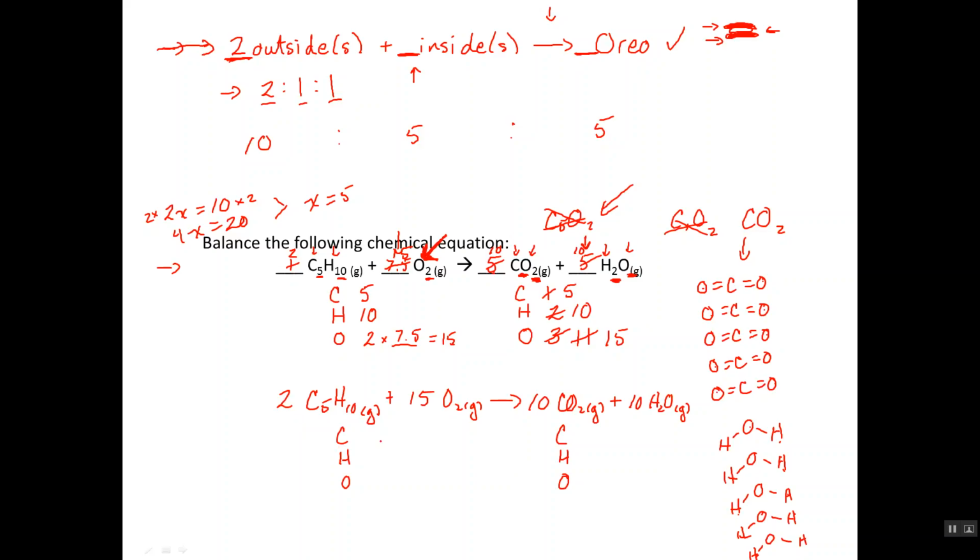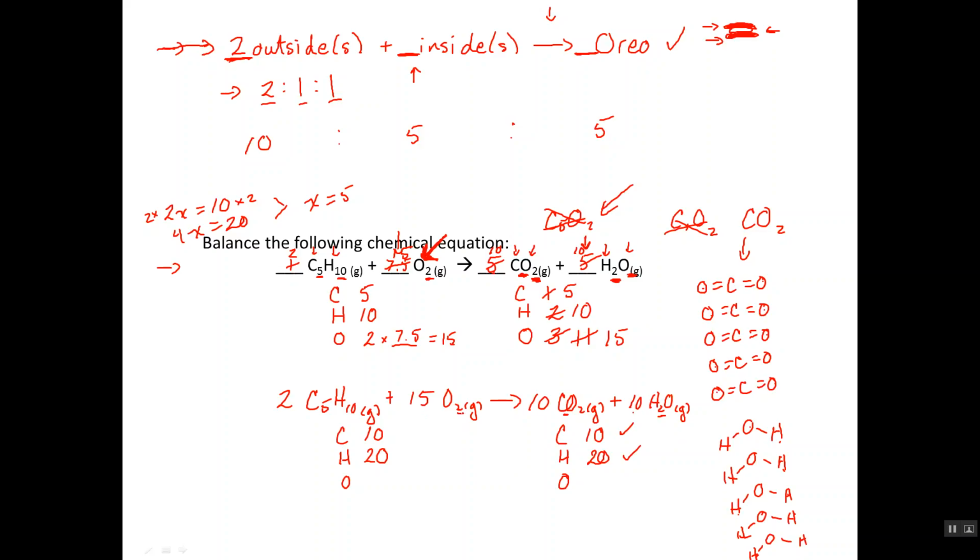So 2 times 5, I have 10 carbons on the left-hand side. 10 times the 1 that's after the C, so I have 10 carbons on the right-hand side, so that's good. Check. Hydrogens, 2 times 10, so I have 20 hydrogens on the left-hand side. 10 times the 2 after the hydrogen in water, so 10 times 2, 20 hydrogens on the right. Check.